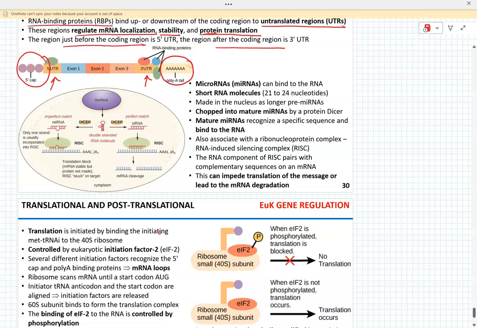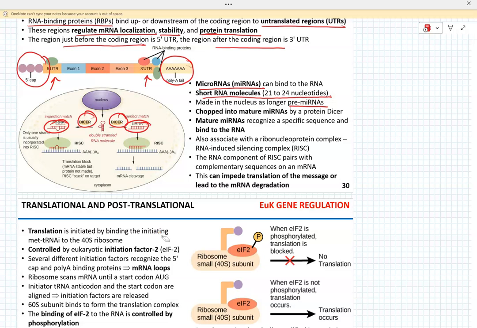Another mechanism to regulate the stability of mRNA is microRNA. MicroRNAs are short RNA molecules which are produced in the nucleus as longer pre-microRNA. The protein complex called dicer breaks down pre-microRNAs into mature microRNAs, which then will recognize specific sequences in mRNA and bind to it.